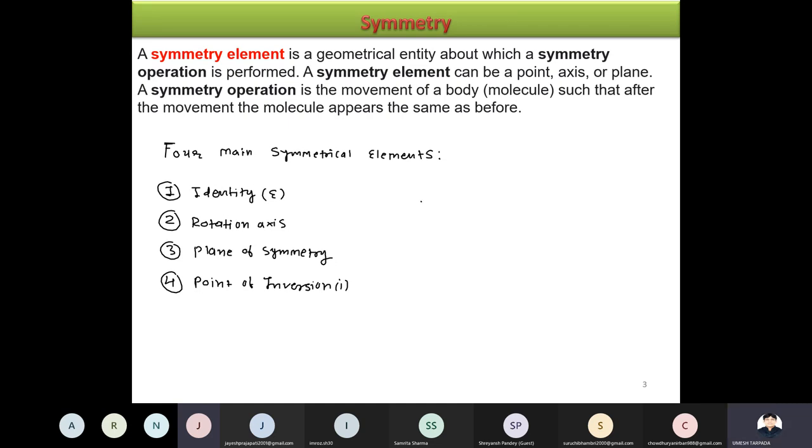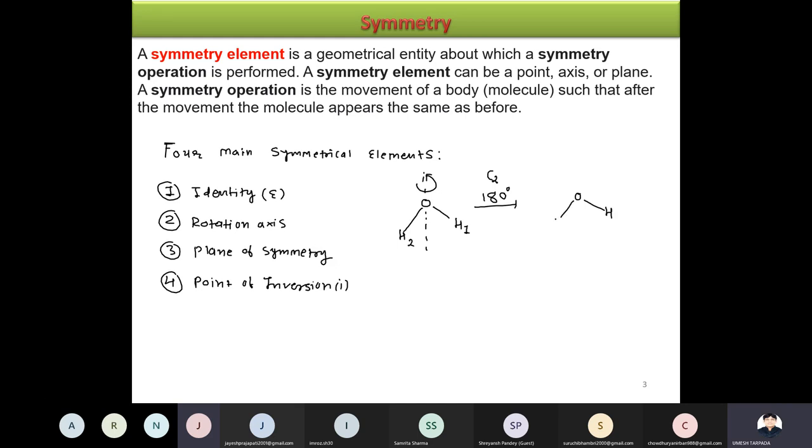For example, see, this is a water molecule, it has an angular shape. So this is the rotation axis. By using this axis, if you do rotation at 180, this rotation is given at angle 180. So 180 angle is nothing but C2 axis. How this C2 comes, that we will see later on. So if you do rotation at 180, what happens?